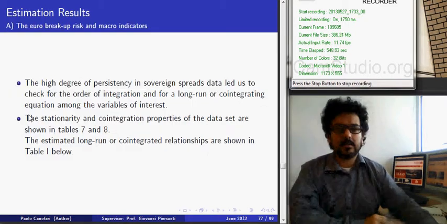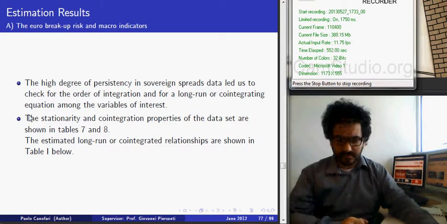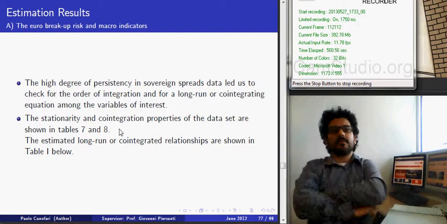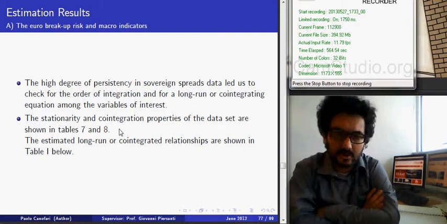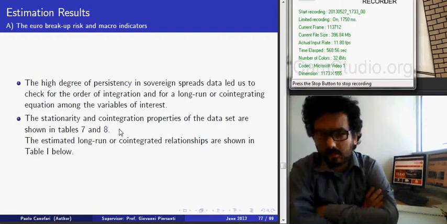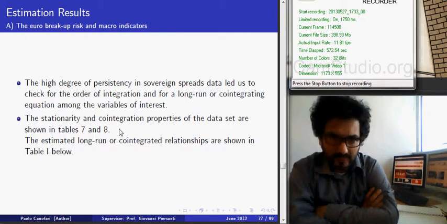So after checking that if we use panel least squares we have spurious regression, and that the series have a high degree of persistence due to the fact that they are integrated of the same order, integrated of order 1, we can estimate the long-run relationship between the spreads and the other variables.